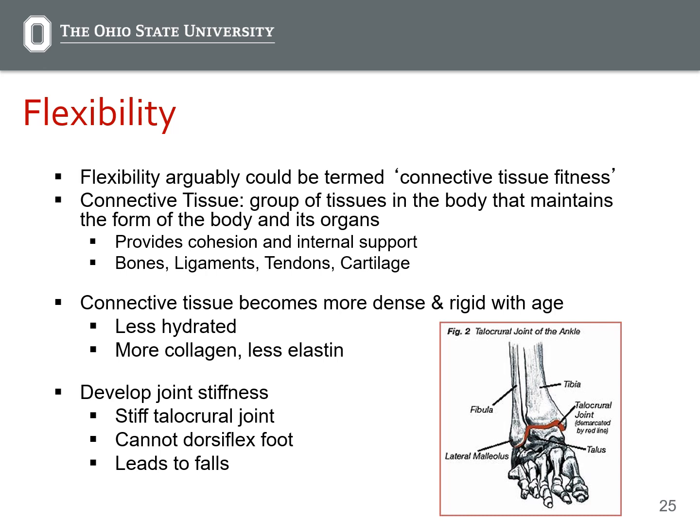A little bit about flexibility. It arguably could be termed connective tissue fitness, right? It provides cohesion and internal support. We know our bones, ligaments, tendons, and cartilage play a role in that. However, as we age, this tissue becomes more dense and rigid. So if it becomes more rigid, we have less flexibility.